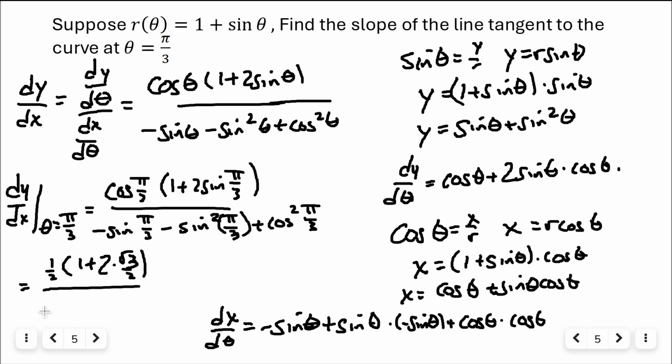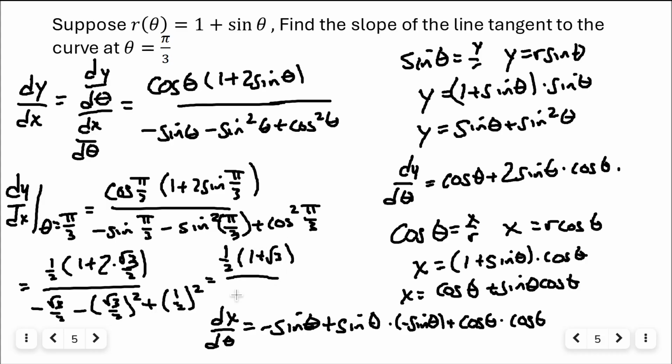And then underneath, sine of pi over 3 is root 3 over 2. Sine squared is root 3 over 2, but squared. Cosine squared is 1/2 squared. All right, let's see if we can clean this up here. We have 1/2 of 1 plus root 3 over negative root 3 over 2 minus 3/4 plus 1/4.